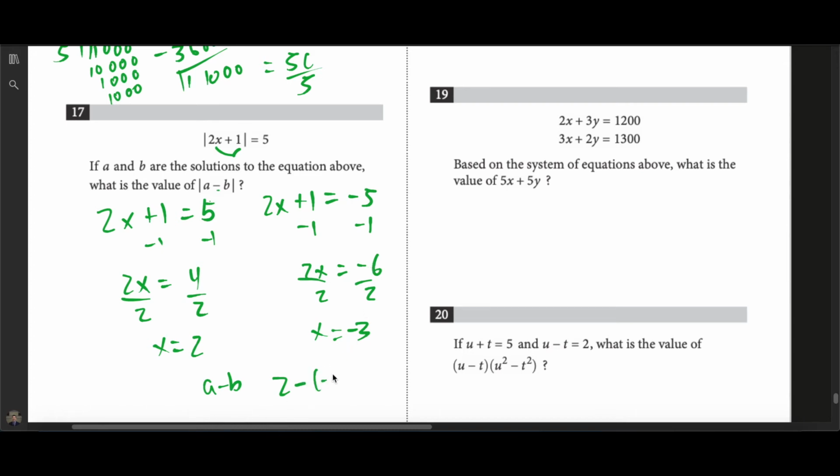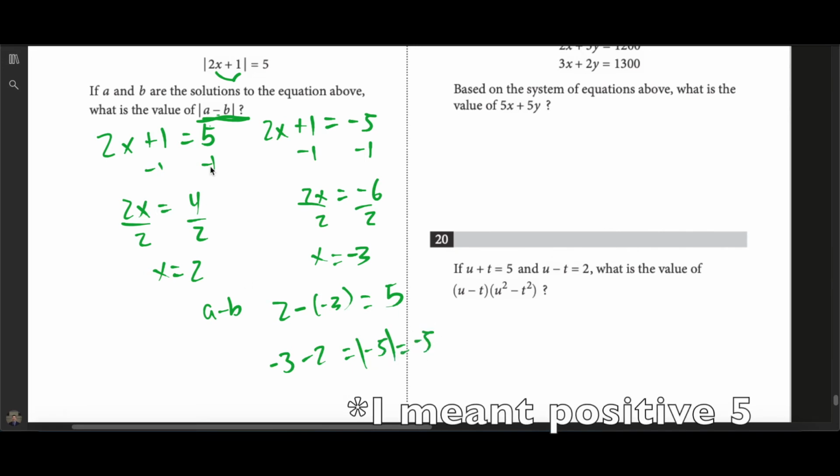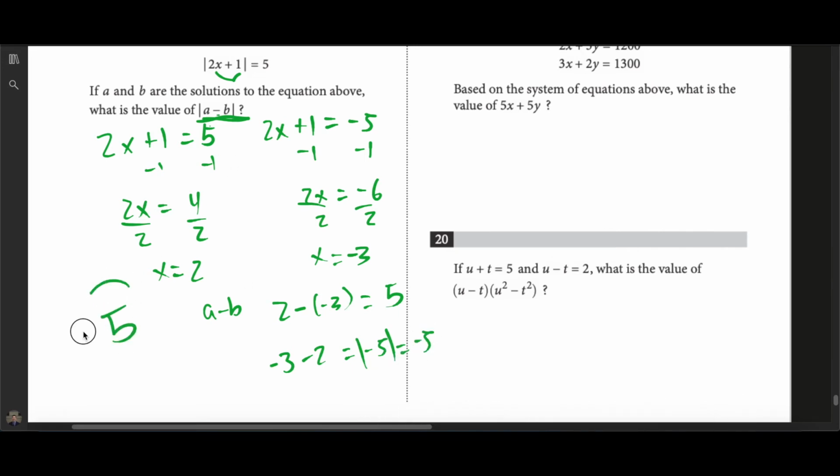And so when you have A minus B, 2 minus a negative 3, this is actually going to give you a positive 5. And if you did it the other way, again, to show you that it doesn't matter if you switch them or not, negative 3 minus 2 is actually going to give you a negative 5. But since they're asking about the absolute value of this, the absolute value of that is also 5. So your answer is just going to be 5.